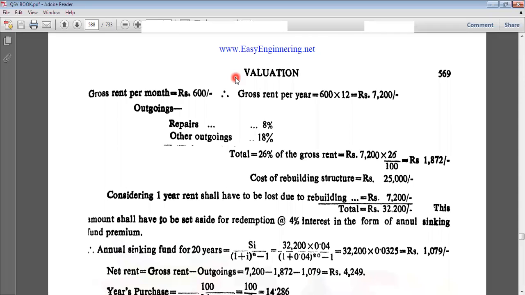Always remember, our outgoings are between 20 to 30%. If it is not given, you can take any value in this range. So here in this particular problem, the outgoings are 26% of the gross rent. My gross rent per year is 7,200 rupees. So 26% of 7,200 rupees comes to 1,872 rupees. Okay.